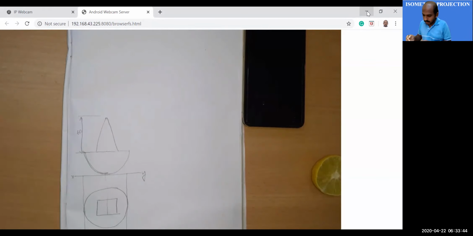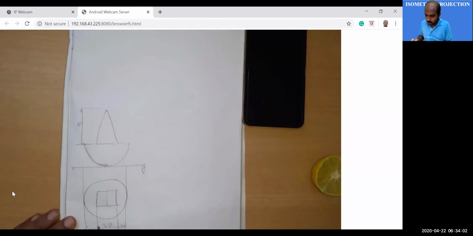Okay, base side is equal to 40. Now what you are doing? You enclose this top view in a square. You enclose this top view in a square.